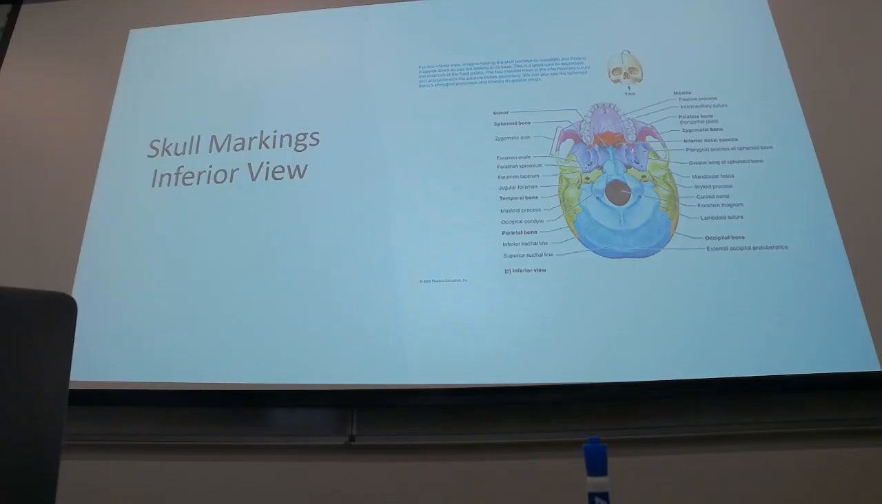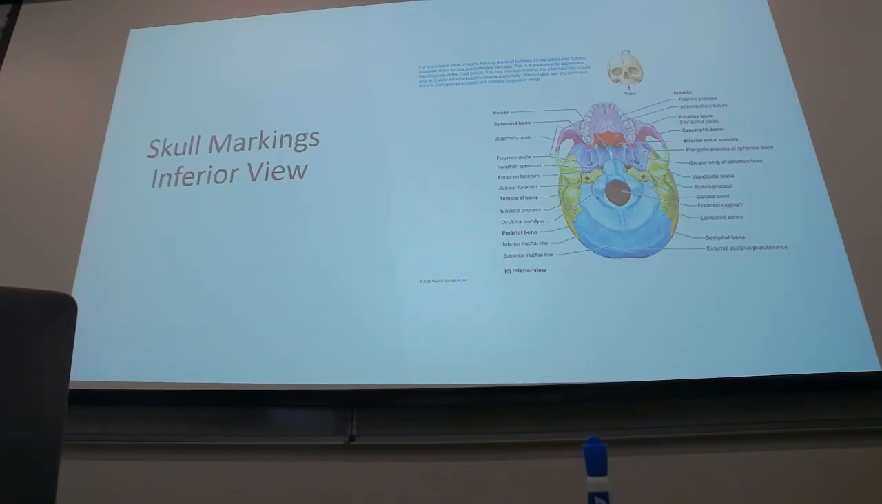So rotundum is not labeled in here, but it's a little bit anterior here. Then we have the ovale here, and then this is the spinosum. They follow each other? No, they're separate.